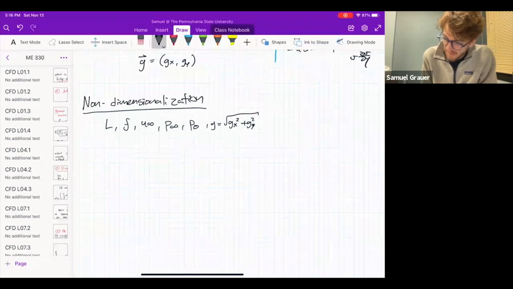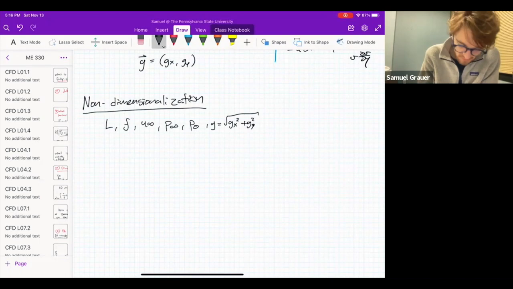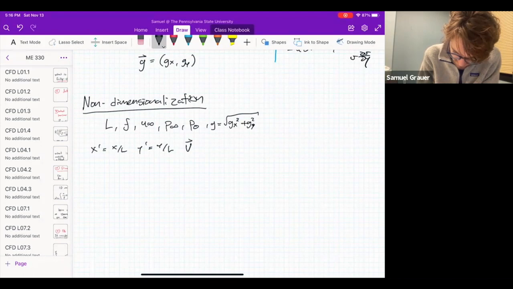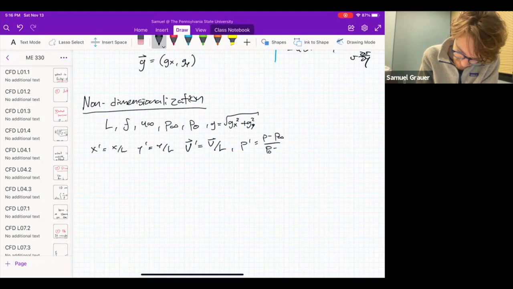Okay, so then we're going to introduce the same order one fluctuating variables. So we're going to have X prime is equal to X over L. We are going to have Y prime equals Y over L. In other words, this means that V prime equals V over U infinity. We will also have P prime, which is going to be a little more complicated. It's just related to the difference between these. So it will be P minus P infinity over the static pressure minus P infinity.